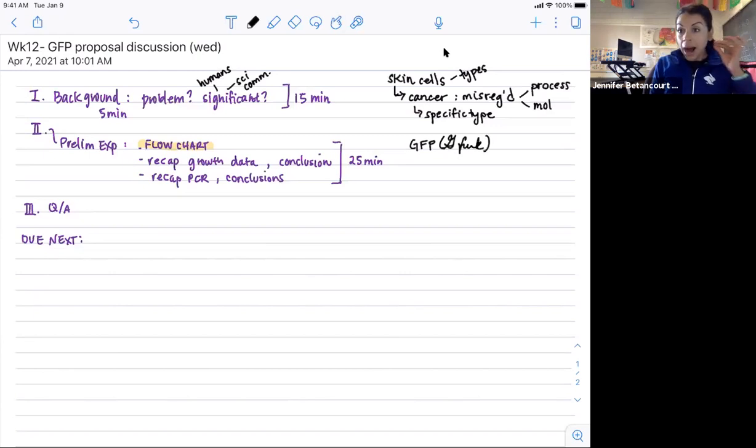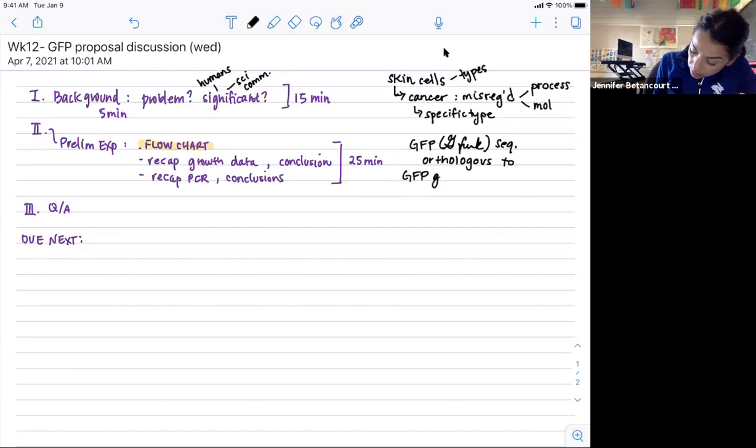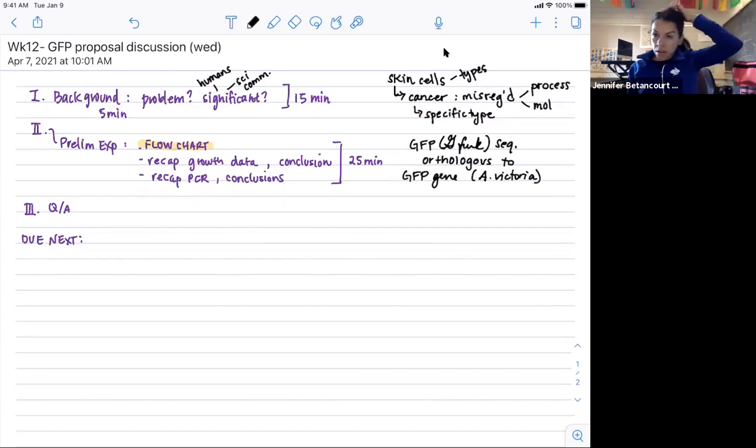GFP is highly conserved or highly orthologous, the sequence of it, to the GFP gene from jellies. Aquarius, Aquarius, something like that, Victoria.